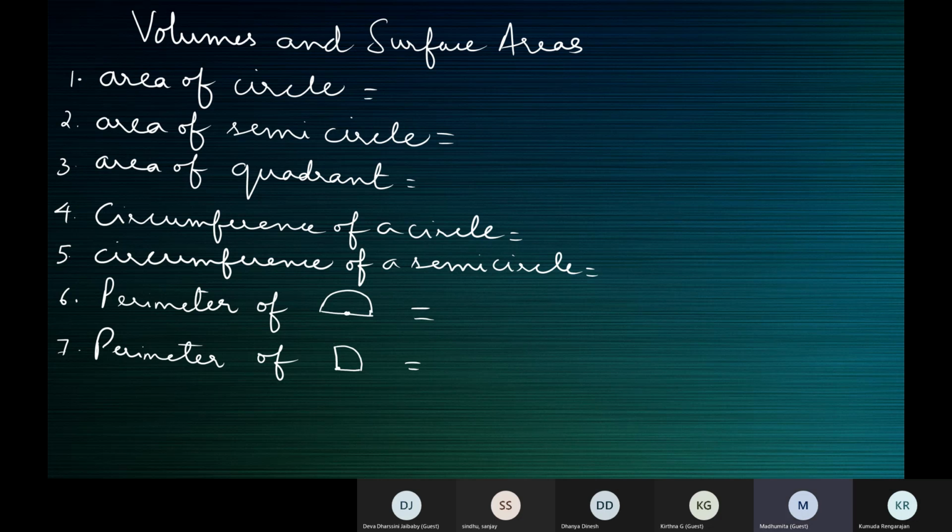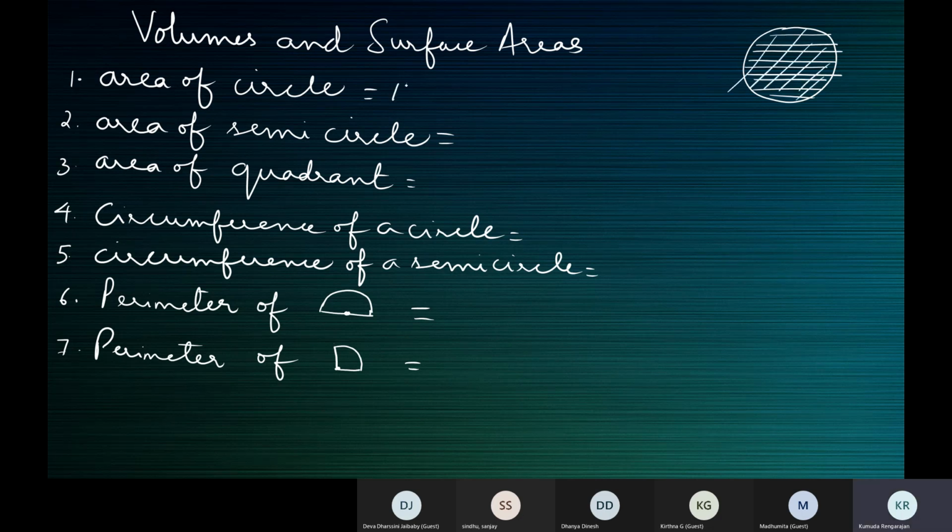Ma'am, I completed, but I don't know the last 6 and 7, ma'am. No problem. All right. So children, what's the formula to find the area of a circle? Pi r square, ma'am. Area of a circle. Pi r square. Correct.